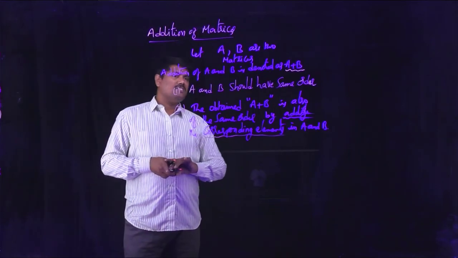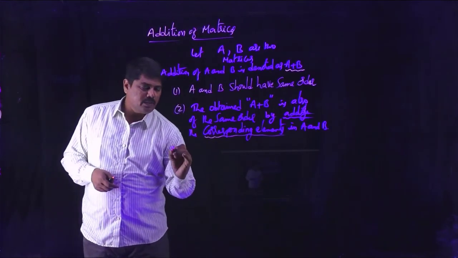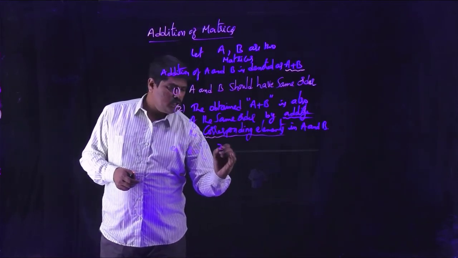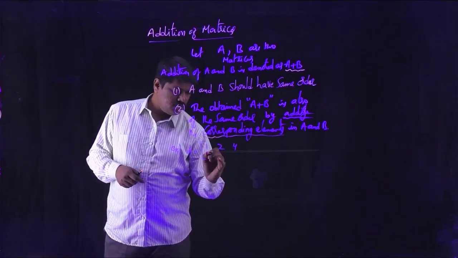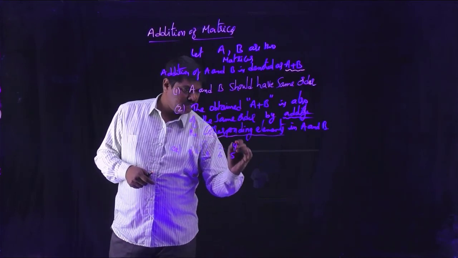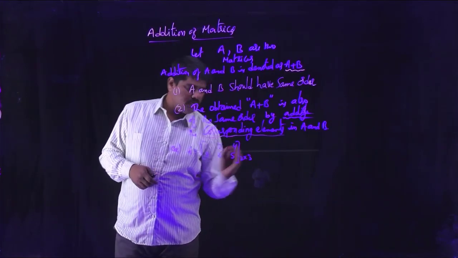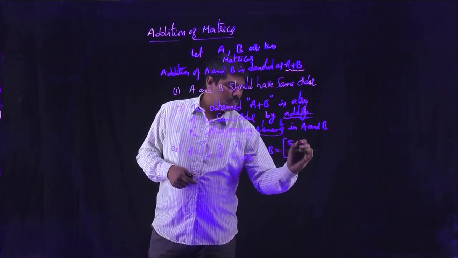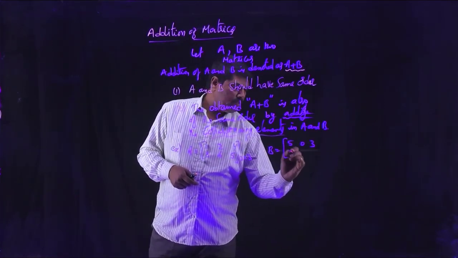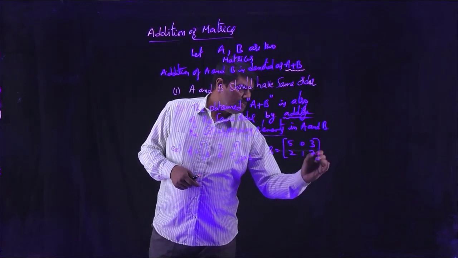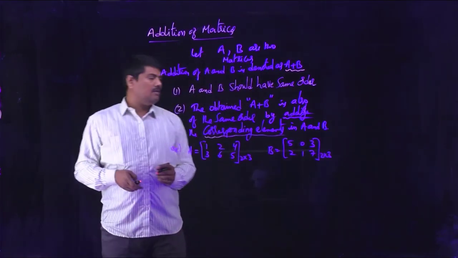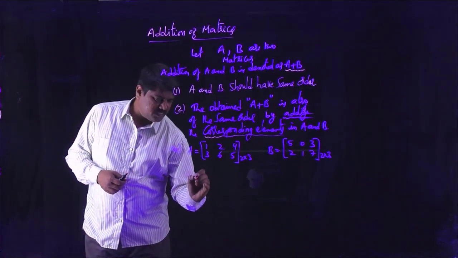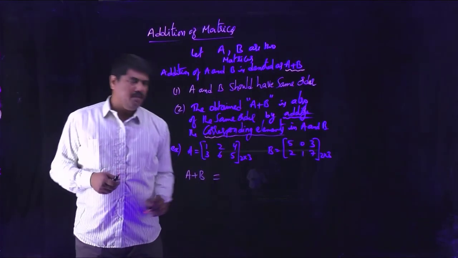Now let us discuss one example. Let me explain with one example. Let us consider A is equal to 1, 2, 4, 3, 6, 5. This is a 2 by 3 order. Now consider another matrix B, 5, 0, 3, 2, 1, 7. This is also a 2 by 3 order matrix. Now let us discuss, is it possible to do A plus B?